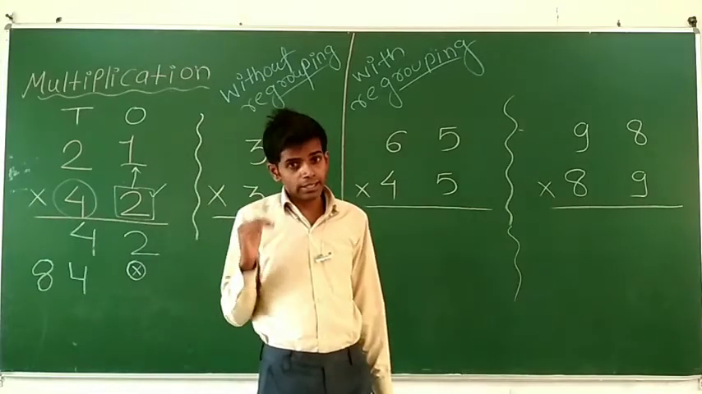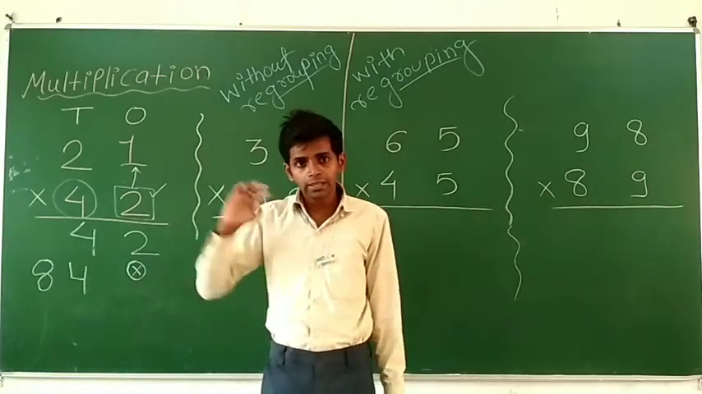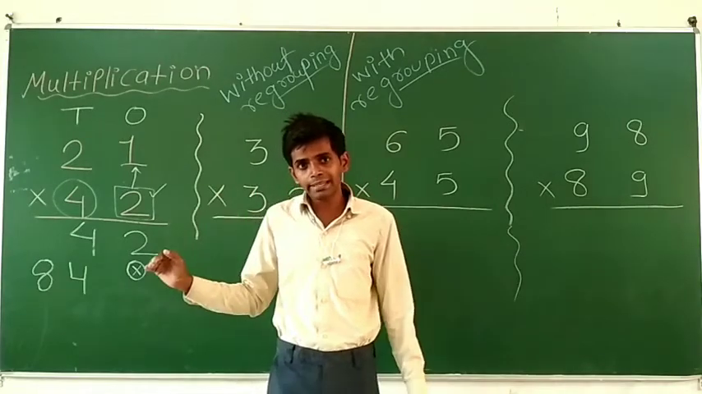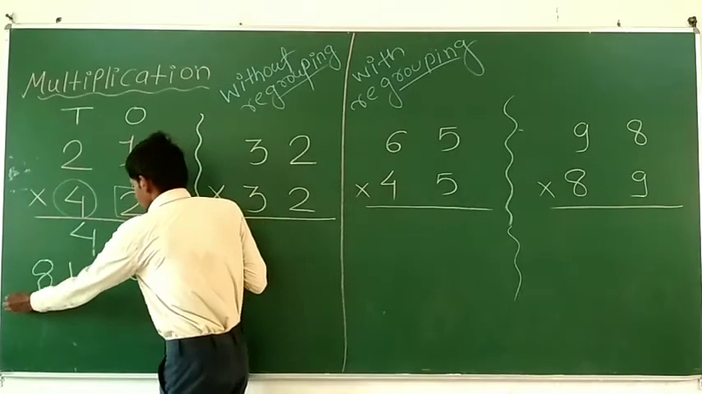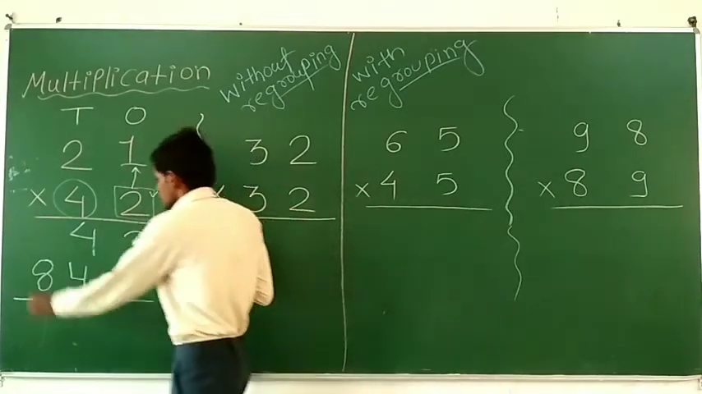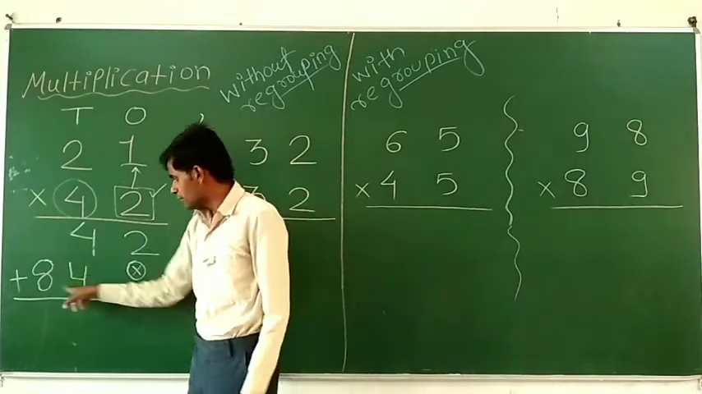We cannot write 2 digits at a single place. The next digit will always come to the next place. Got it everyone? Now we will add these 2 numbers, the 42 and 840.